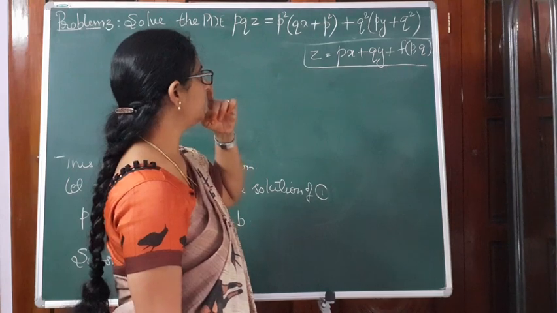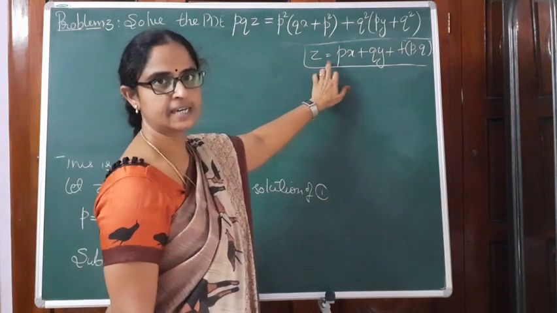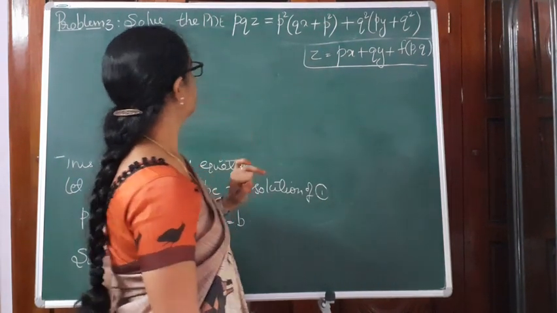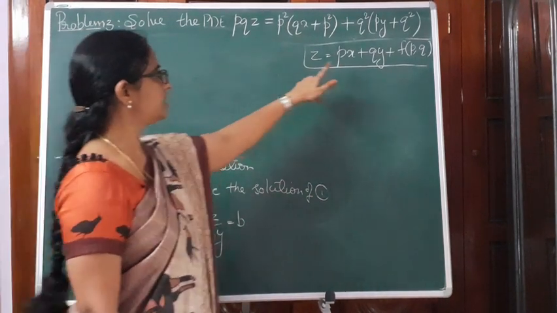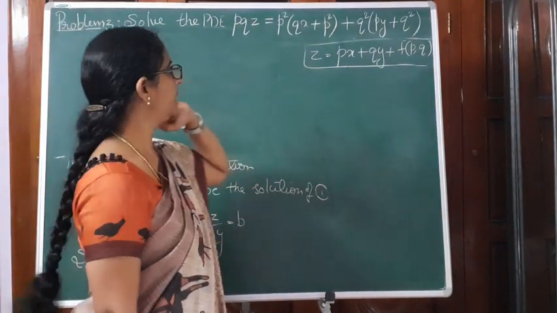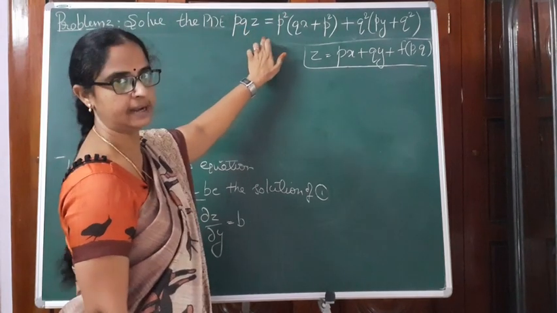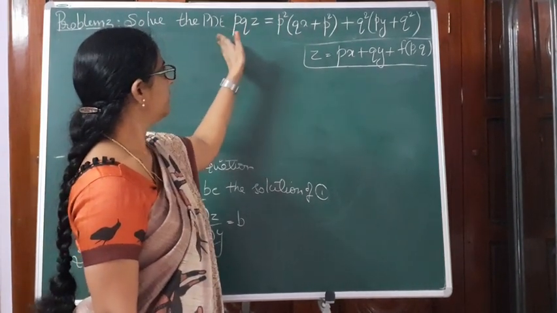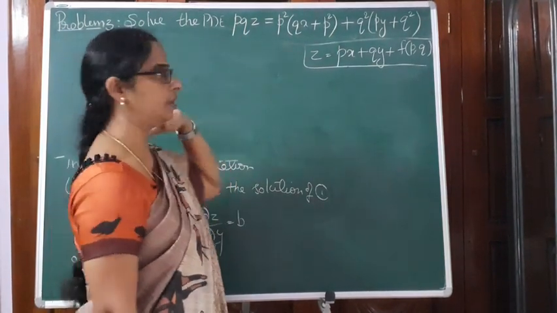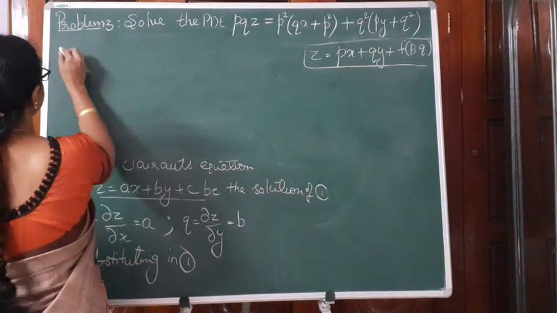Now let us check whether we can reduce this equation into standard form 4 or not. So we need z = px + qy + f(p, q). Here we have p, q, z. So first let us divide the equation throughout by pq and see what happens.